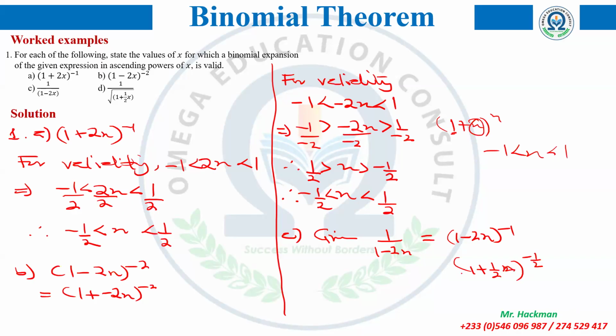So this is x. So it means the first term is 1. However, we know once the first term is 1, our x is now 1 over 2x. So you get 1 over 2x must be between -1 and 1. So you multiply through by 2, and you are going to get -2 is less than x is less than 2. So your x must be between -2 and 2 for the expansion to be valid. Is that clear?